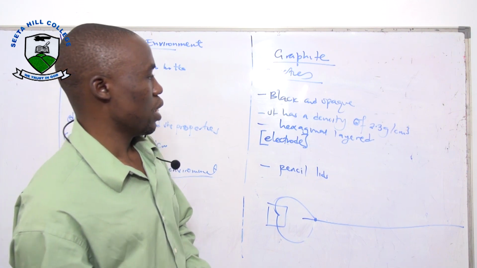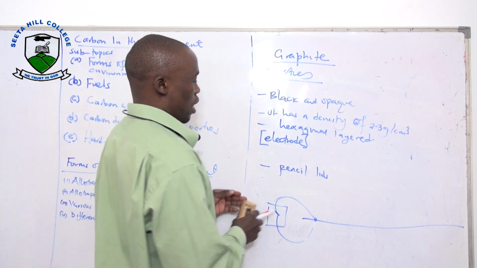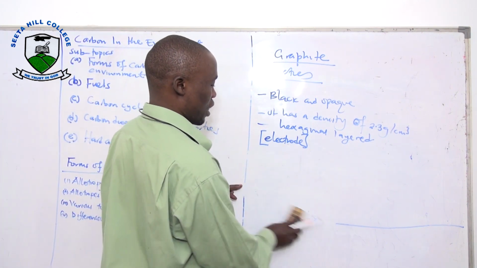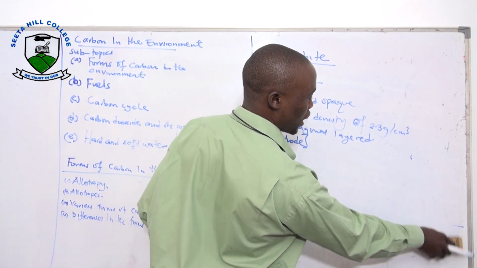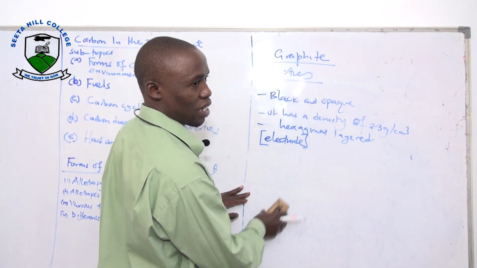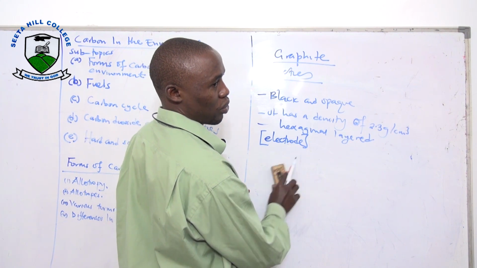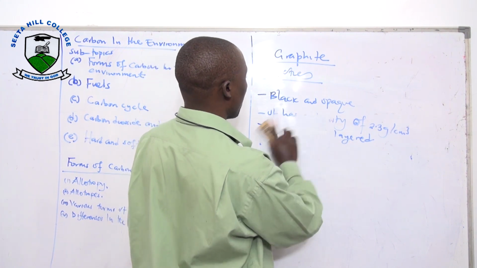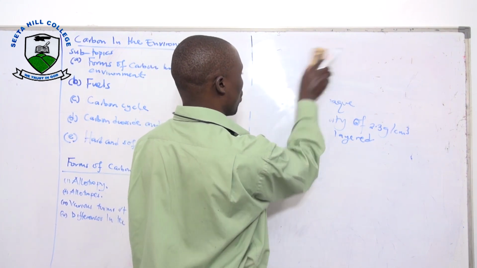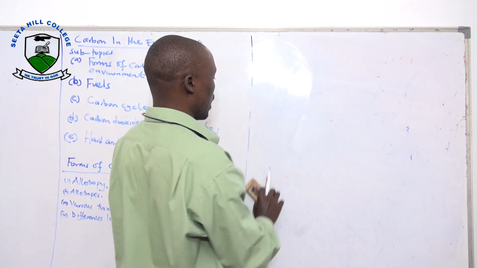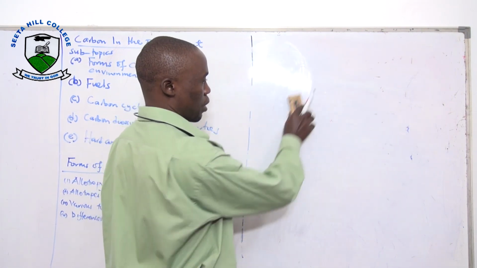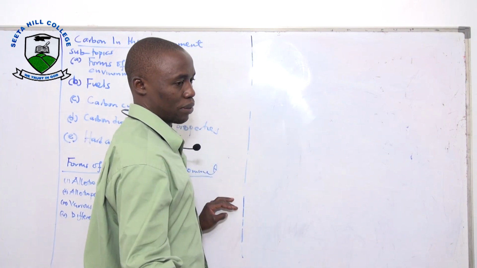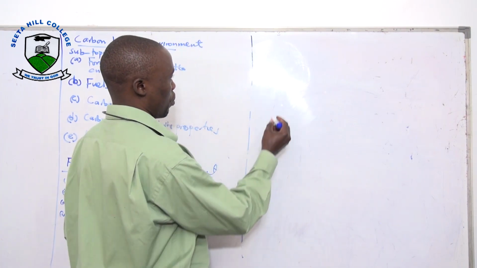So, what of lubricating machines? Because it is slippery, not so? Therefore, you can use it to prevent rusting, not so? Because it acts like what? Like oil.